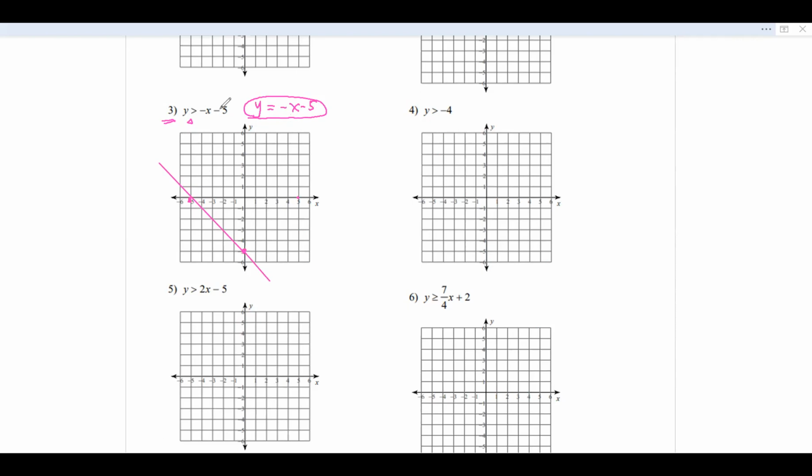Y greater than here. So actually we cannot use a solid line since they are not including the equation. So we need to use the dash line. We'll change this into a dash line. Okay, y greater, so it should be above. So it should be this. We can shade this area, not including the edge, the borderline. All right, so only this shadow area.